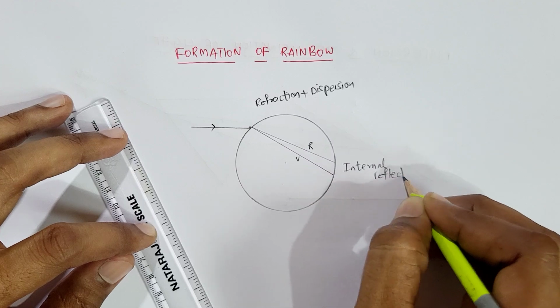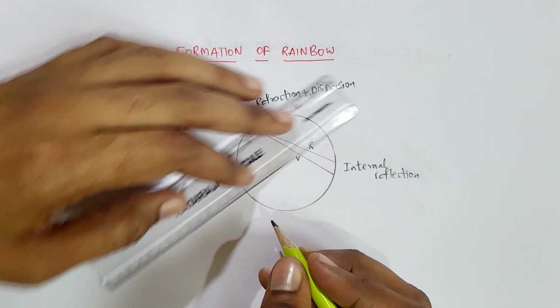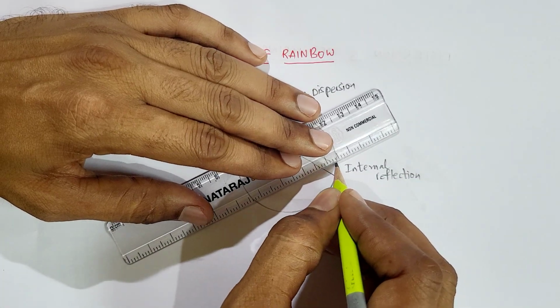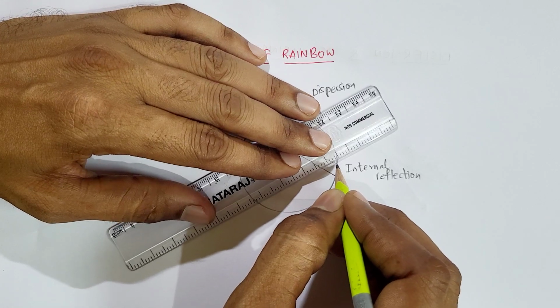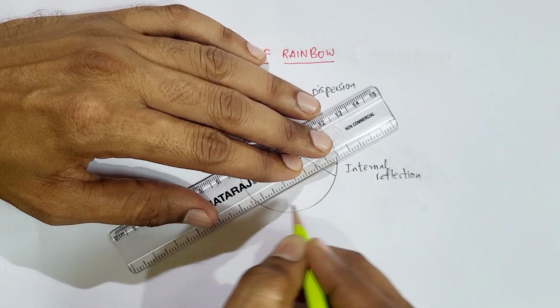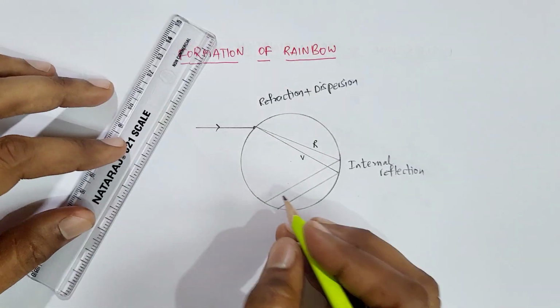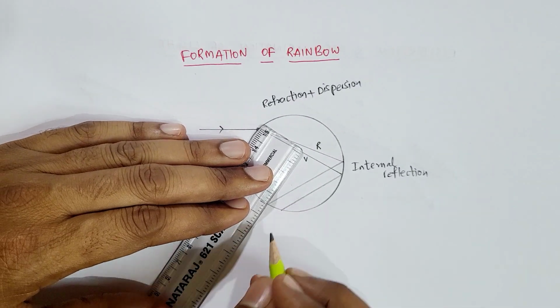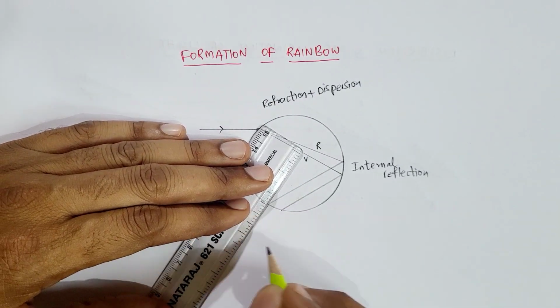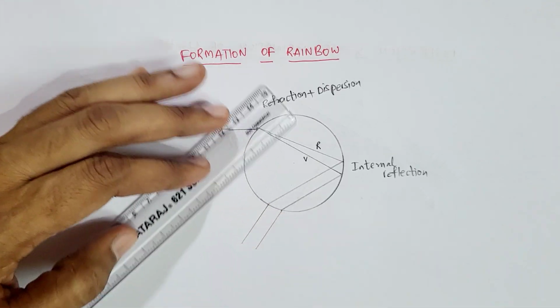Internal reflection. So as the internal reflection happens, the light ray will pass like this after reflection. And here only refraction will happen. As refraction is happening, they have to bend the direction again, correct? So they bend the direction again.